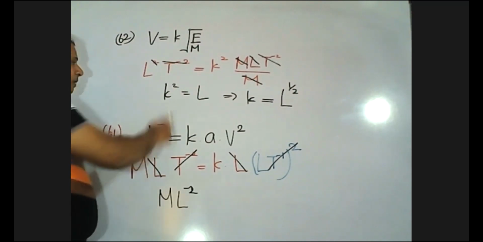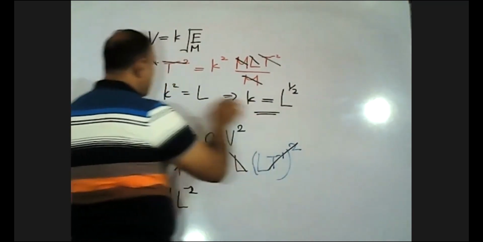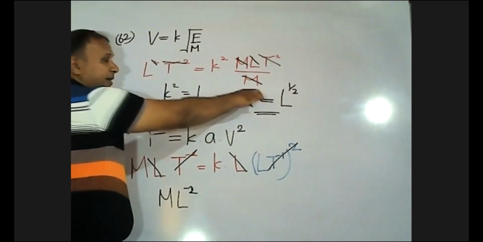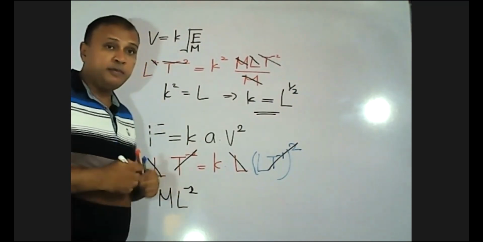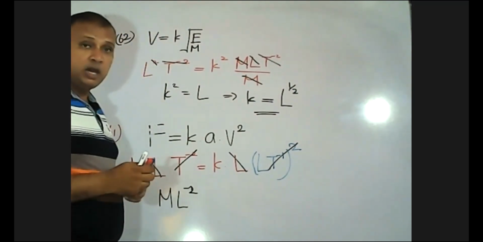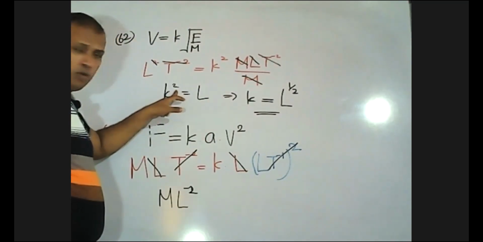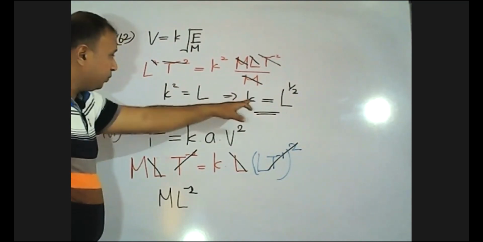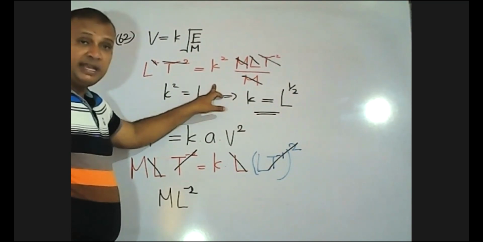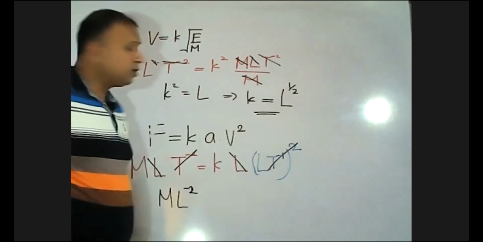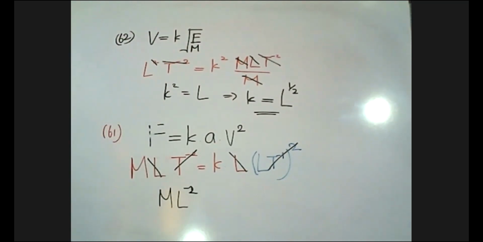Because if I want to make k the subject, I need k to the power 1. So how to prepare k to the power 1? I have to divide its power by 2. So I have to do the same thing to the right-hand side: divide the power by 2. Okay. Answer is 4.